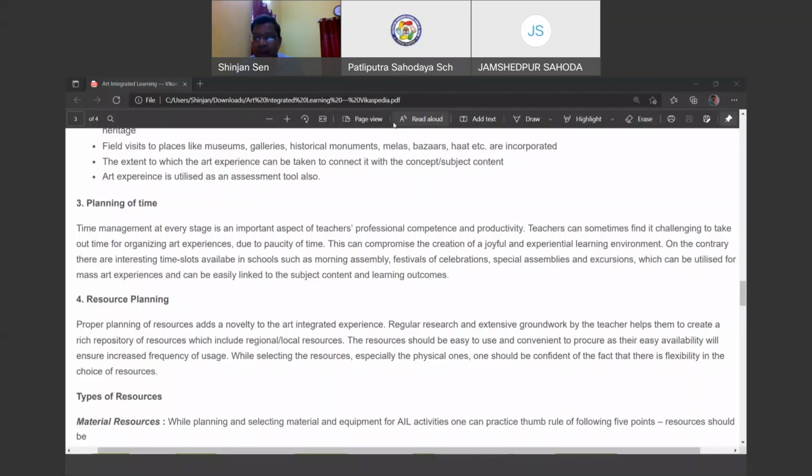Teachers can sometimes find it challenging to take out time for organizing these things. Yes, due to scarcity of time. This can compromise the creation of joyful and experiential learning environment. So, time management at every stage is an important aspect of teachers' professional competence and productivity. See, we may have ideas, brilliant ideas, unique ideas, excellent ideas. But if we go on dragging the time, then that will also not work.